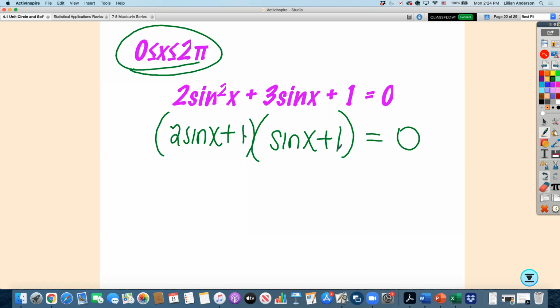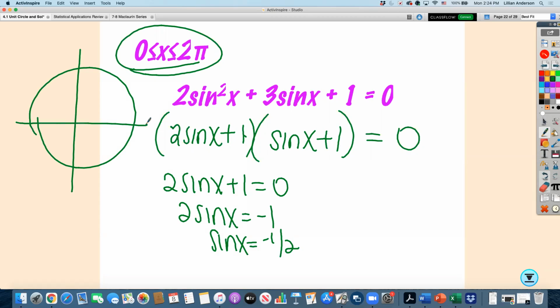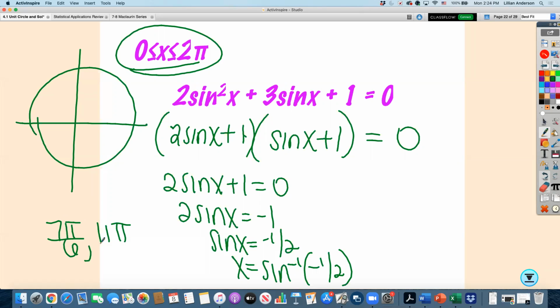Slide divide bottoms up. We get 2 sine x plus 1, sine x plus 1. So we set both factors equal to 0. So here's the first one. Subtract over 1. Divide by 2. And now you're asking yourself, where on the unit circle from 0 to 2 pi does sine equal a -1/2? 7 pi over 6. And 11 pi over 6. Very good. It's bounded between the third quadrant and the fourth quadrant. So that's very good for those.